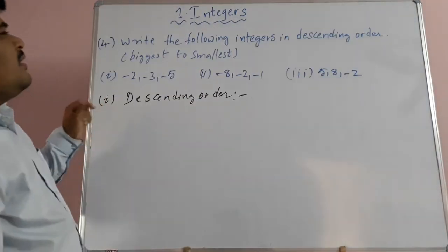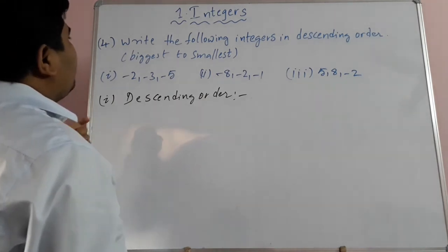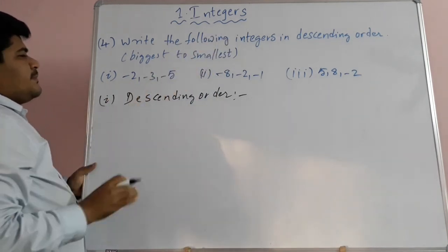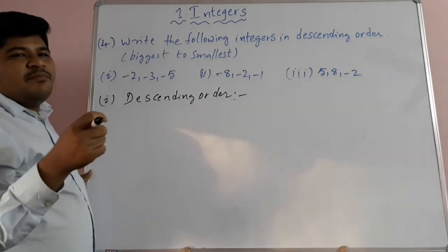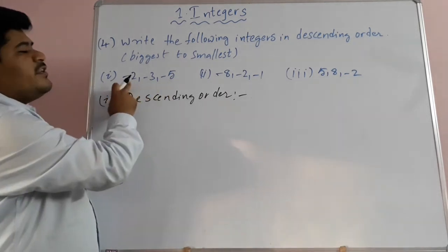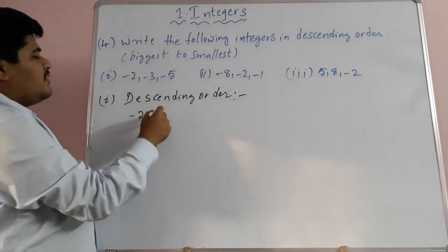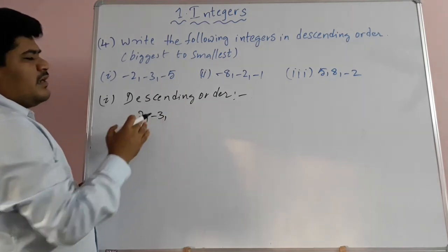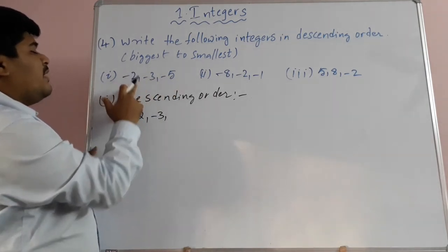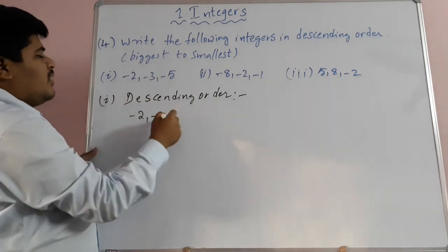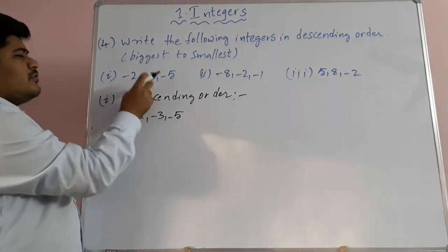Okay, now let's see problem number 4. Write the following integers in descending order. It means biggest to smallest. So children, if you see this, if the number is big with the minus symbol, that is smaller, children. If the number is small with the minus symbol, that is big. Okay, reverse. So minus 2 is the biggest number among these 3. Next is minus 3. In descending order we write big number to small number. So among all these, the biggest number is minus 2, second biggest minus 3 and smallest is minus 5. So they already gave it in descending order, children. So this is the way to write descending order.